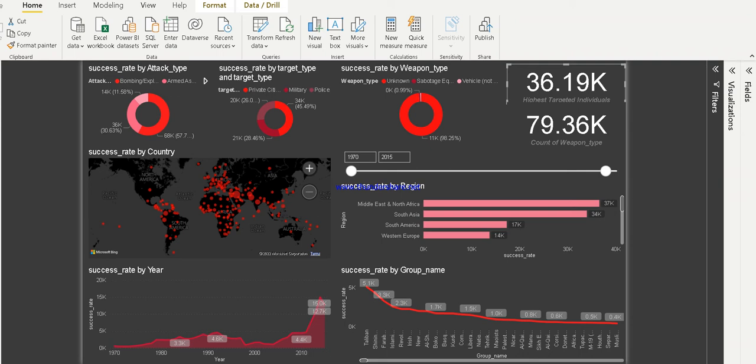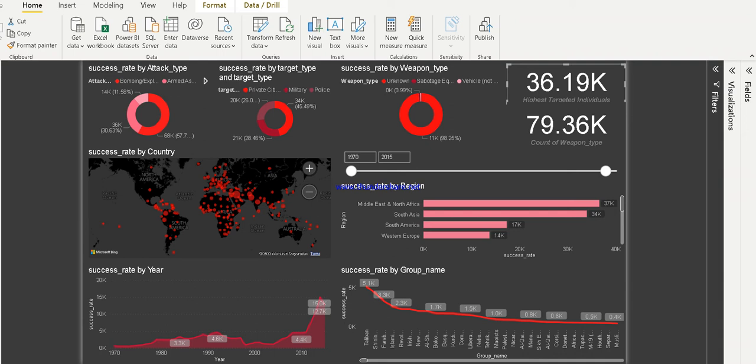The parameters used here are mostly the success rate, which means the number of attacks done successfully by the terrorist group, followed by attack type, the kind of attack like bombing, armed, etc., and target type, that is private citizen, military, police, and the weapon type that is used, like vehicle, bombs, human, etc. Also by country, the country which is more impacted by terrorism and which is the safest one can be clearly visible with the visualization.